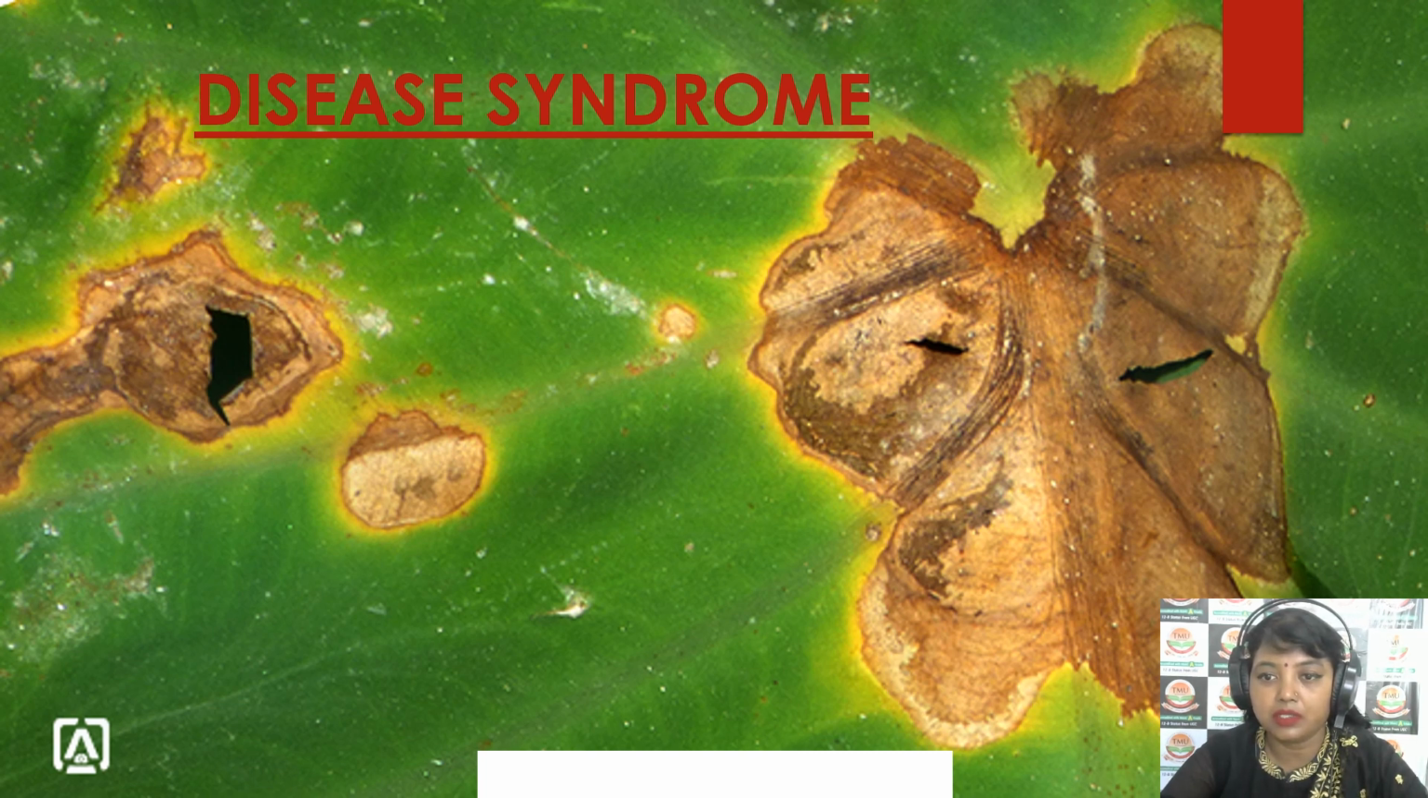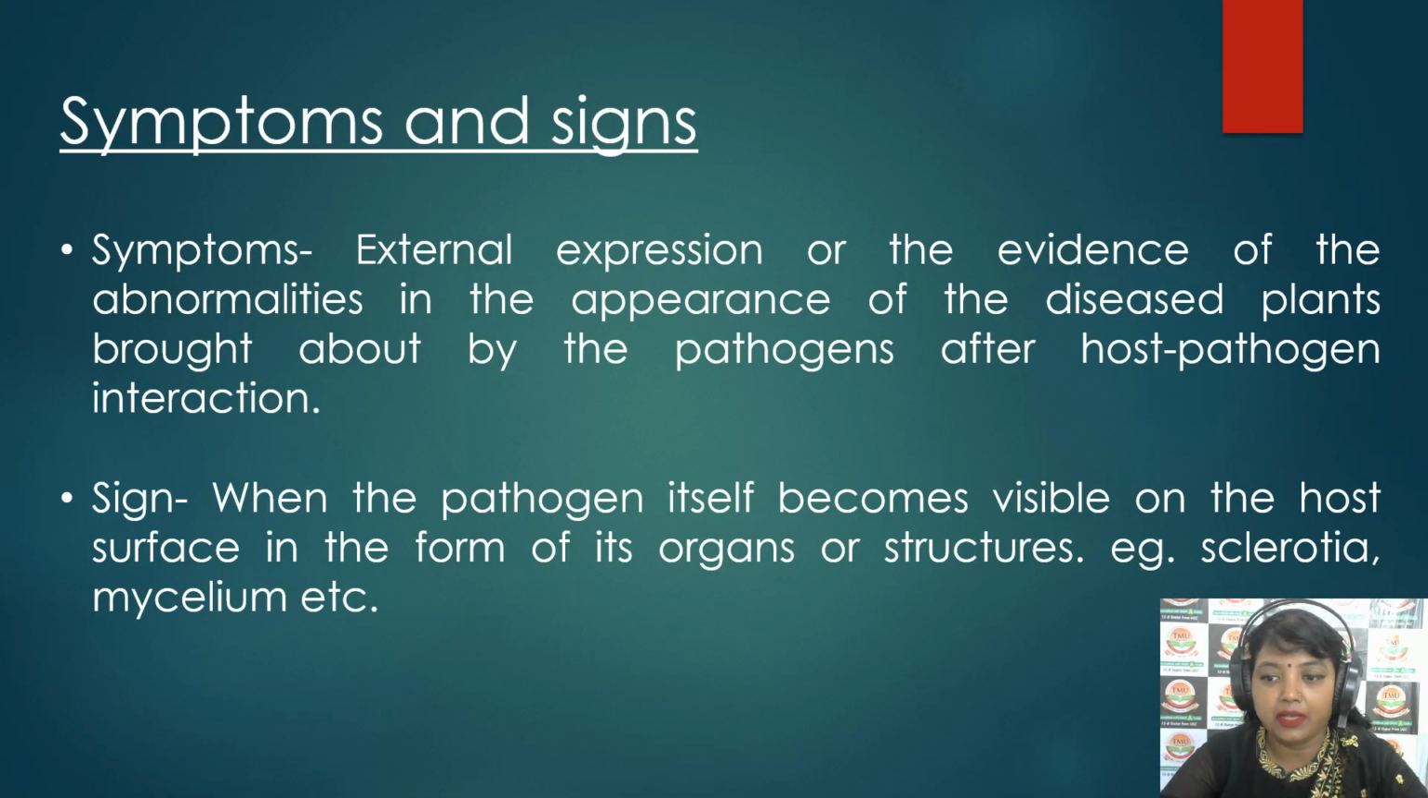This is the disease syndrome. This is an enlarged image of the leaf, and you can see the symptoms on the diseased leaf. So we have to discuss what is a symptom and what is a sign. A symptom is the external expression or evidence of abnormalities in the appearance of diseased plants brought about by the pathogen after the host-pathogen interaction. That is called a symptom.